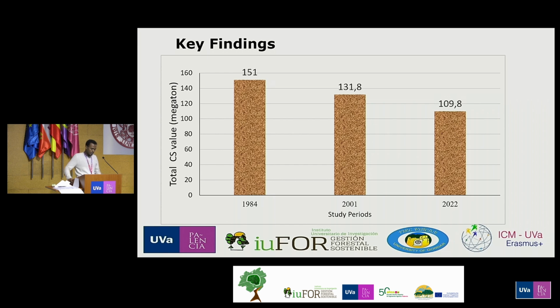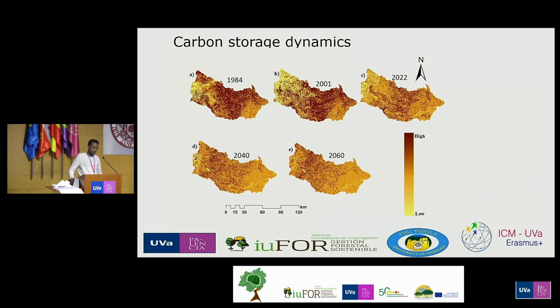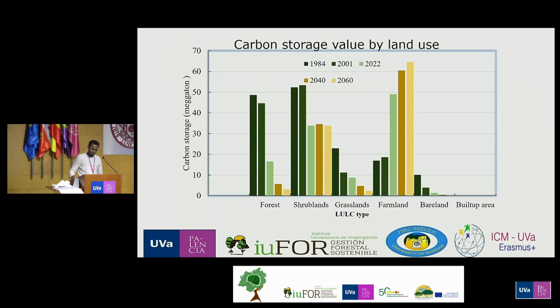especially in 1984, the total carbon storage value was 151 megatons. However, it decreased to 109 megatons in the next study period of 2022. As you see on the map, in the first study period, the carbon density was high. However, it decreased in the next study periods, as you have already seen from the map. When you see the carbon storage share by land use in the first study period, shrublands and forest lands share the highest proportion of carbon storage. However, their proportion decreased in the next study period because of their conversion to croplands.